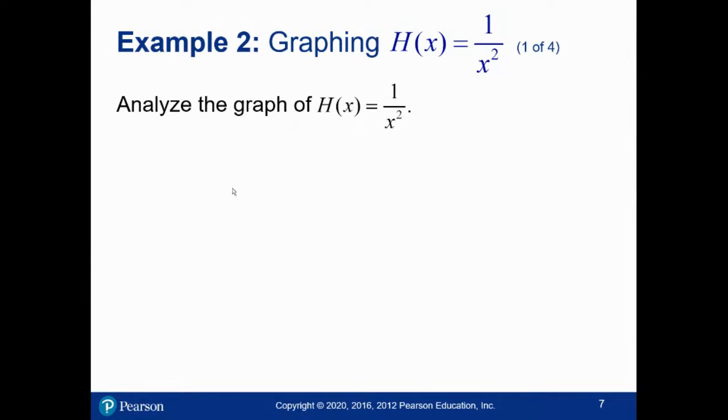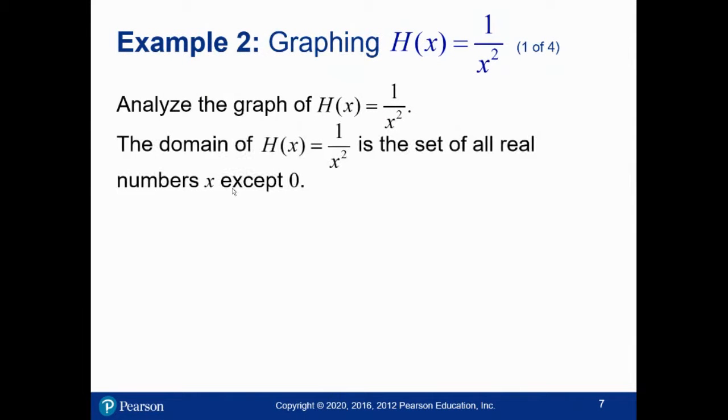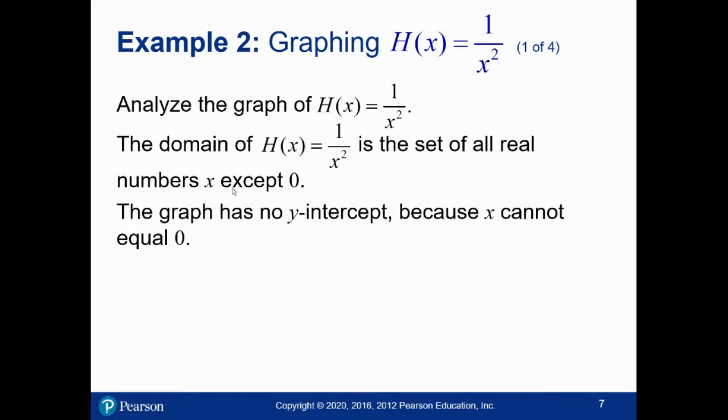Okay, here's another example. Analyze the graph of the following. So what's the domain? Well, I don't want to divide by 0, so I don't want x to be 0. There is no y-intercept because how do I find the y-intercept? I let x be 0 and I just plug that in, but I can't let x be 0, so there is no y-intercept.